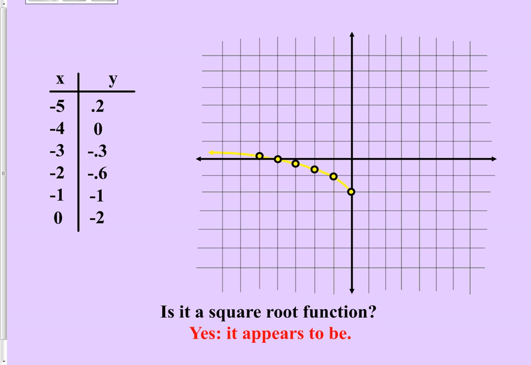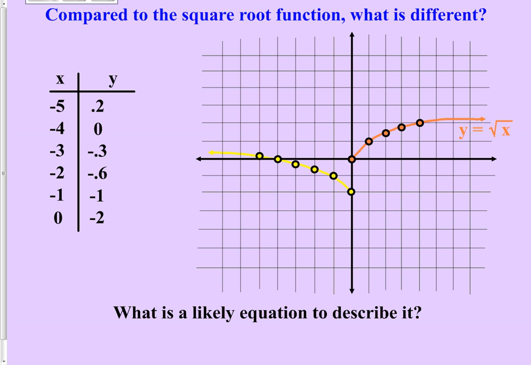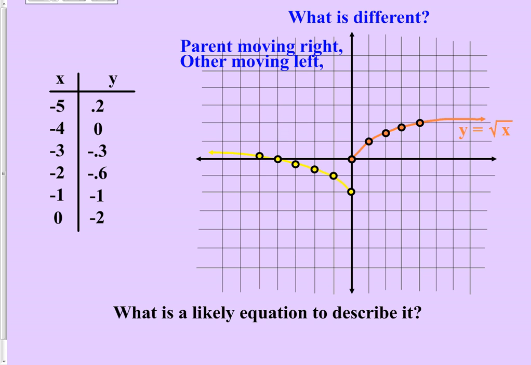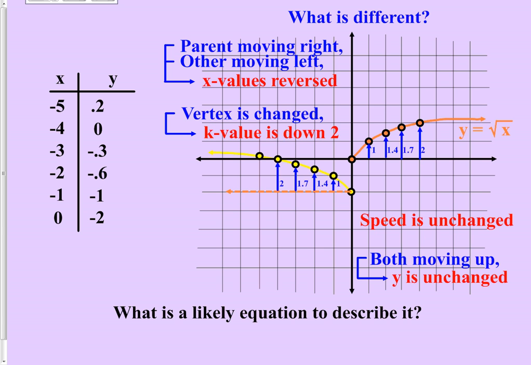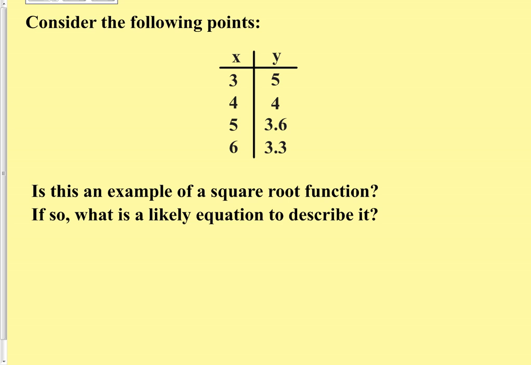The rest of this was more of the same stuff. Again, compare it to the parent function. Compare how the directions are different. Compare how the vertex is different. Compare the speed. See if it's changed or not. Compare your other direction. In this case, they're going the same direction, same vertex. We can assemble an equation from that.